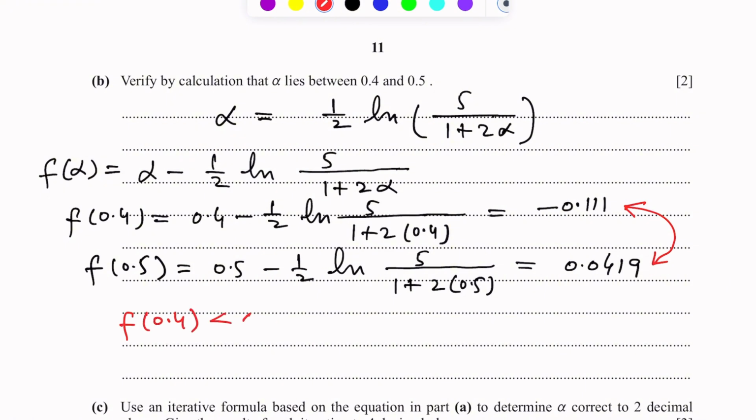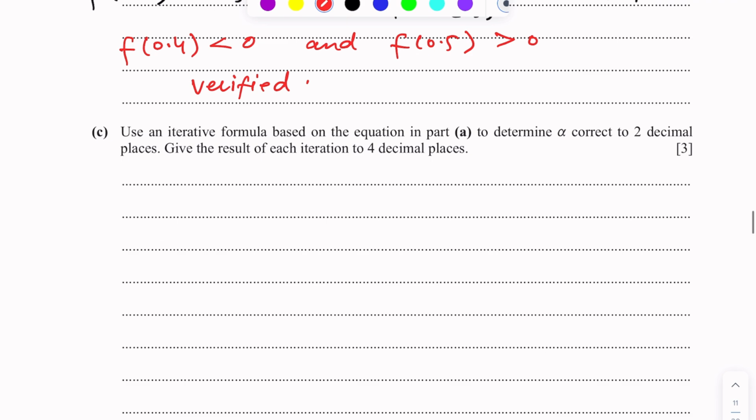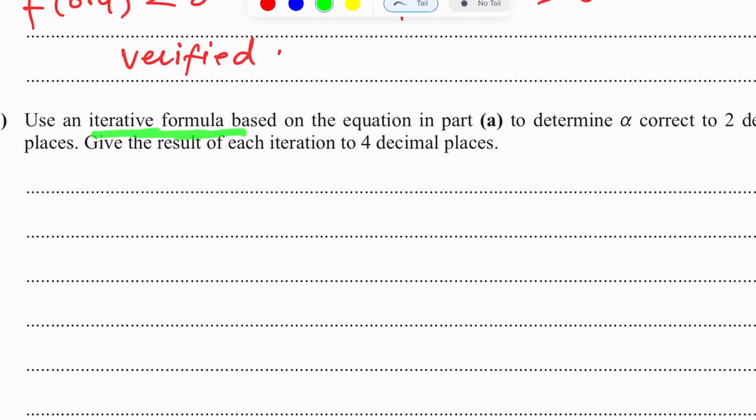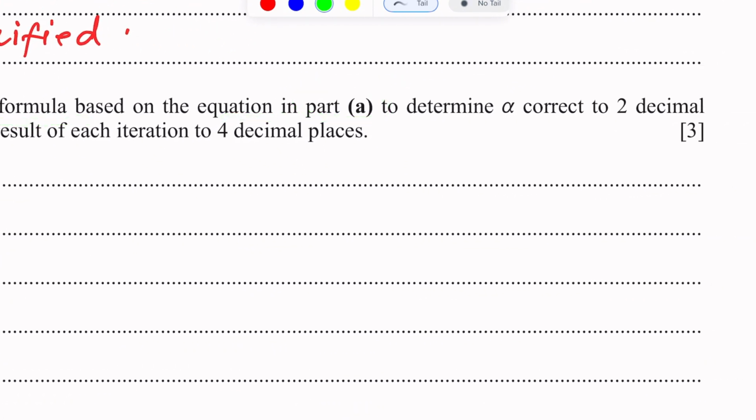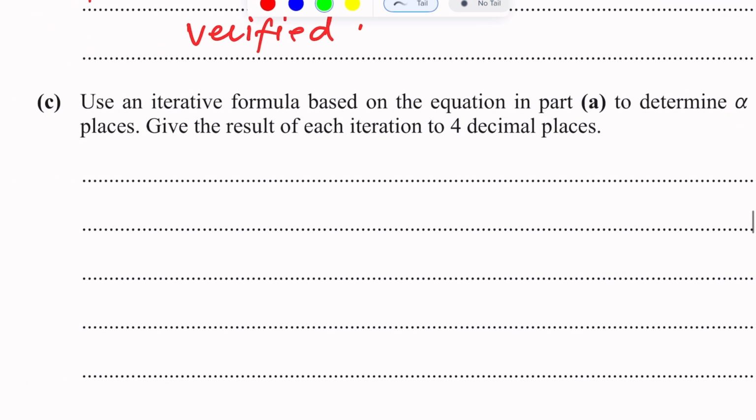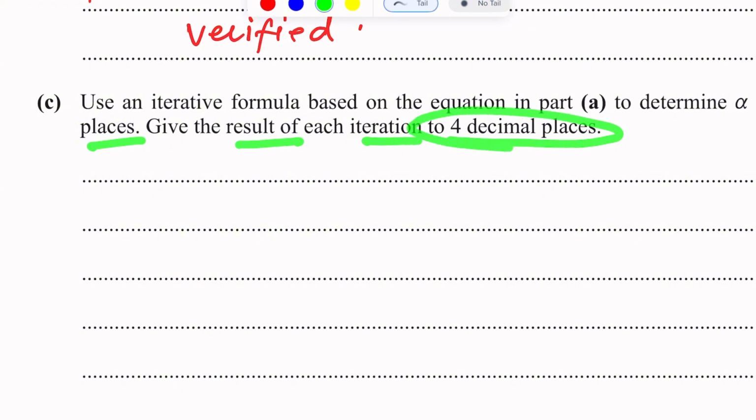f(0.4) is negative and f(0.5) is positive, hence verified. Next, part C of this question is: use an iterative formula based on the equation in part A to determine alpha correct to 2 decimal places. Give the result of each iteration to 4 decimal places.